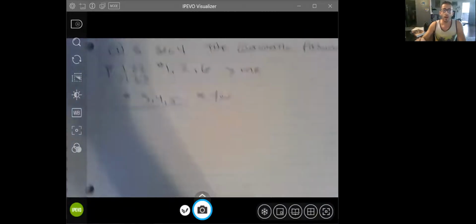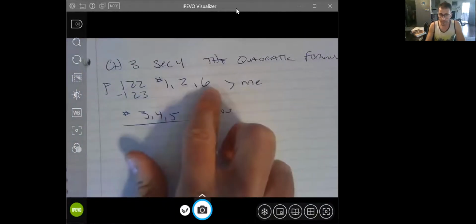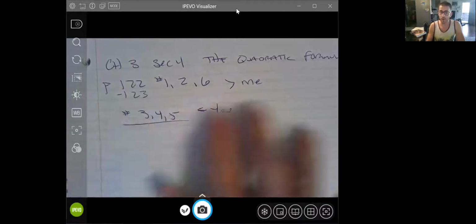All right, so we're on page 122. We're going to take some good organized notes. This is the final way we're going to learn about solving quadratic equations, right? I'm going to switch to my document cam. All right, so I'm going to do page 122 to 123, numbers 1, 2, and 6, and then you're going to do 3, 4, and 5 when we're done. That way you get the practice.